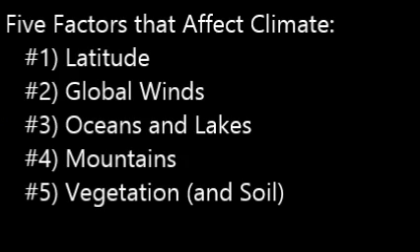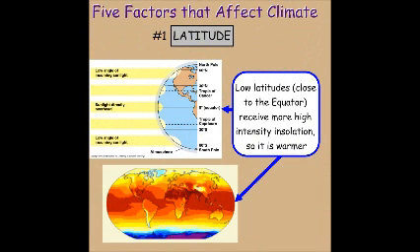There are 5 factors that affect climate. Number 1 is latitude. Number 2 is global winds, which are sometimes called planetary winds or prevailing winds. Number 3 is oceans and lakes. Number 4 is mountains, and number 5 is vegetation and soil. As we've already studied, latitude has a big effect on climate. Low latitudes, which are close to the equator, receive more high-intensity insolation, so they are warmer.